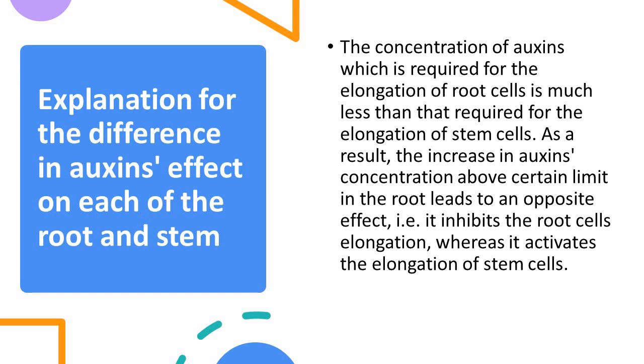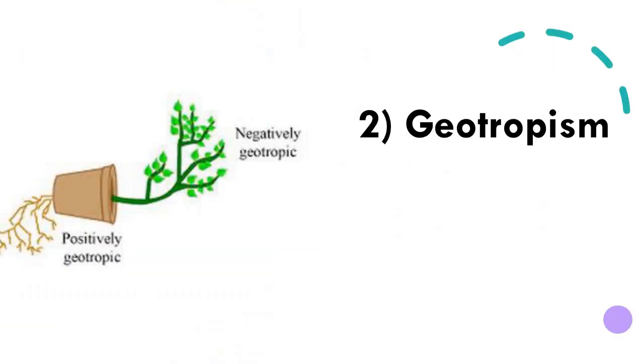Here is the explanation for the difference in auxin's effect on each of the root and stem. The concentration of auxins required for elongation of the root is much less than that required for elongation of the stem. So an increase of auxin concentration has an opposite effect on the root. The root cells which have more auxins have their growth inhibited, but in opposition, the stem which has more auxins increases its growth.